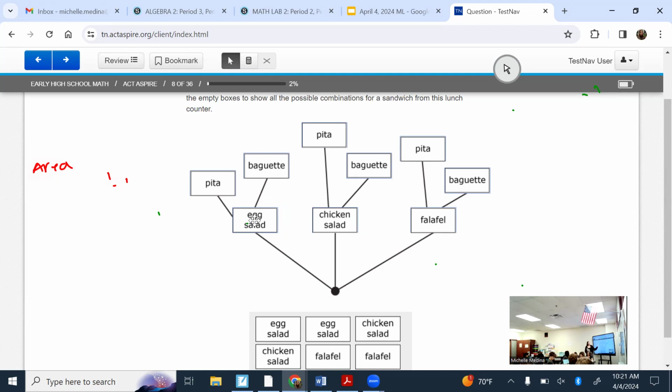But yeah. All right. If it asks you what the possible combinations are, you have basically 1, 2, 3, 4, 5, 6. You had 3 types of sandwiches and 2 different breads for each, so 3 times 2 is 6.